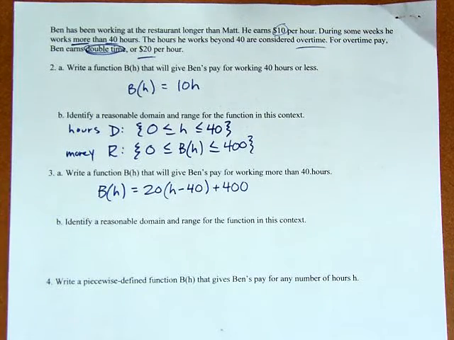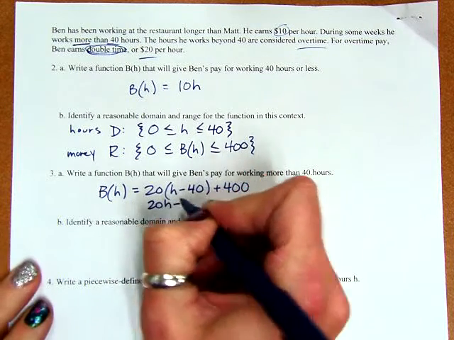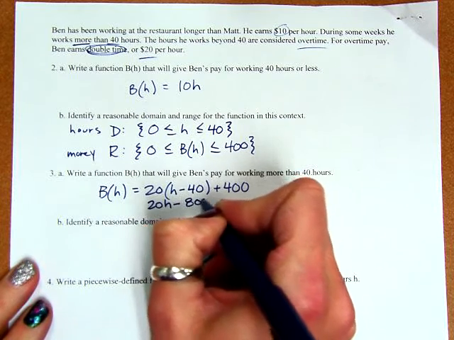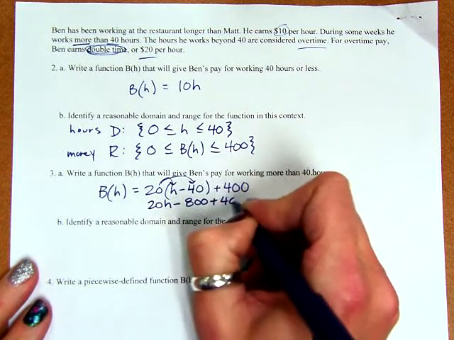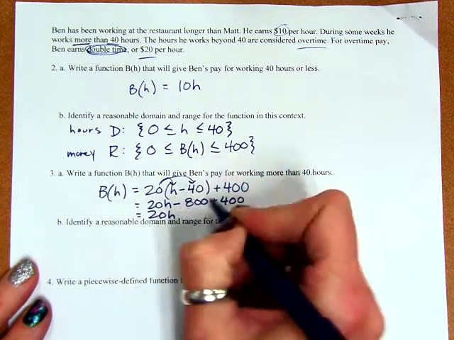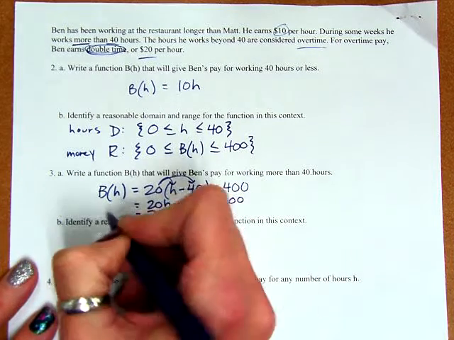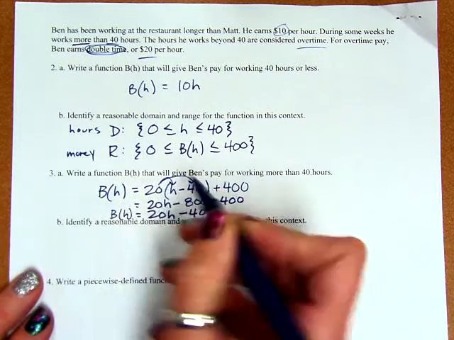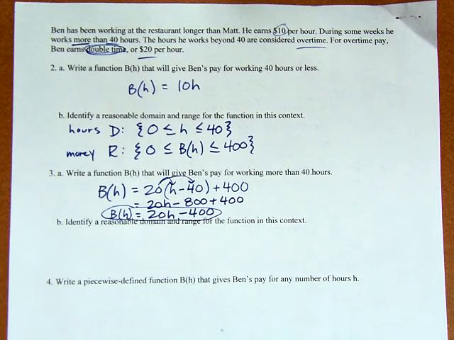Now I need to simplify this little monster. So you have 20H minus 800, right? This is the distributive property here. Plus 400. Now if you simplify that, you have 20H minus 400. Okay, so that is my final function right here, my final answer. All right, always give functions simplified, as the smallest amount of terms possible.